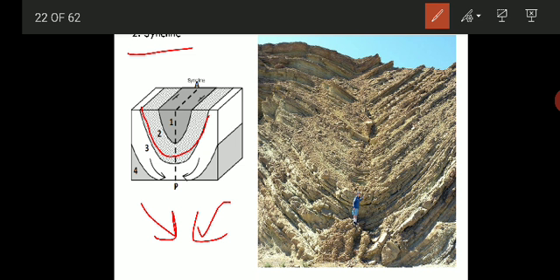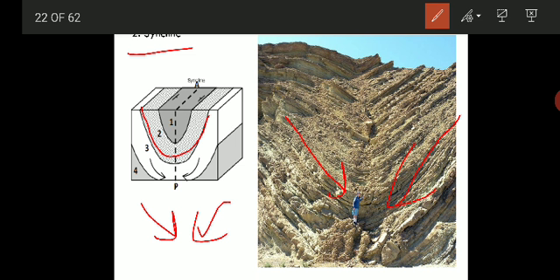The two limbs in the syncline fold dip towards each other. You can see here the two limbs are dipping towards the axial plane. Okay, and the word syncline is again from a Greek word. The meaning is together inclined. So towards each other the limbs will dip.